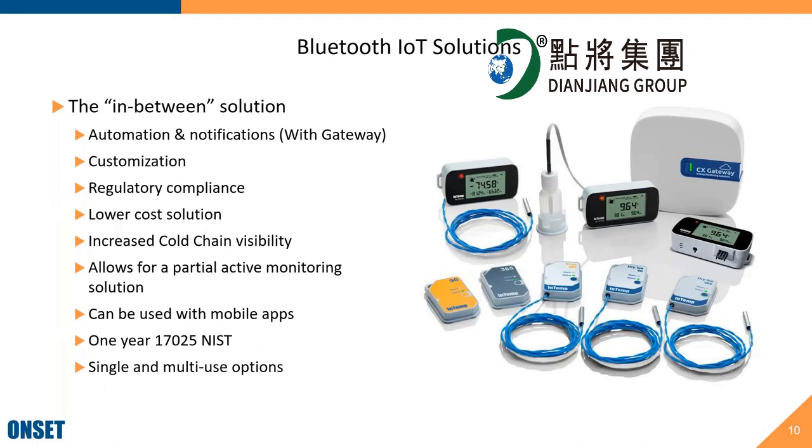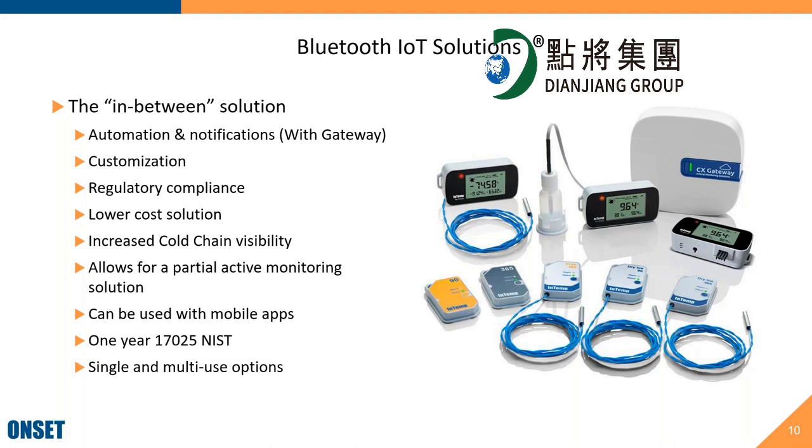So going into the solutions in detail a bit more, we're going to start off with our Bluetooth solutions. And again, I refer to this as the in-between solution on both price and visibility. So still low cost option with a ton of value and allows for more visibility than a standard USB logger. You get automation with the gateway. So again, automatically configure, start, download, send data, and get reports. And you can use the notifications to know when an alarm is occurring or when a download occurred.